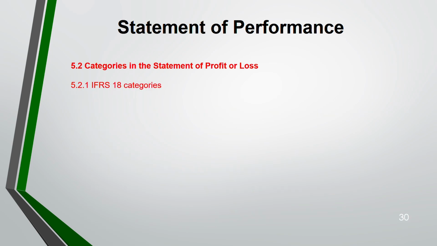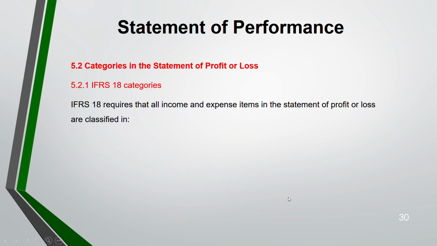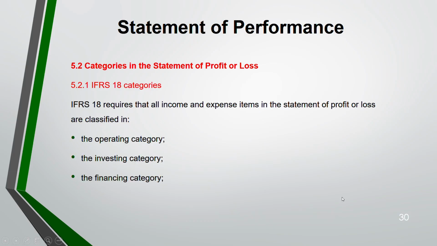Now, IFRS 18 categories under profit and loss. So IFRS 18 requires all your income and expenses to be classified into these 5 categories. This is completely new, not there under IAS 1. First, operating category, investing category, financing category. Before disclosing the other two, can you recall something by these 3 categories?